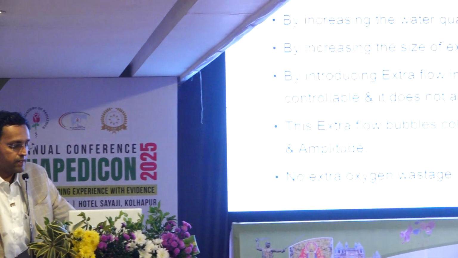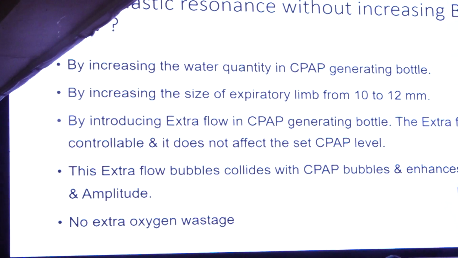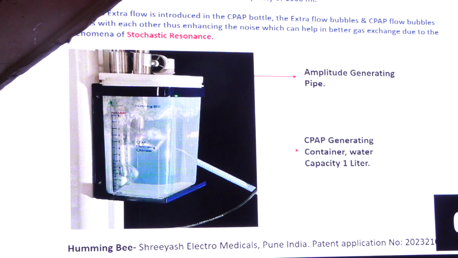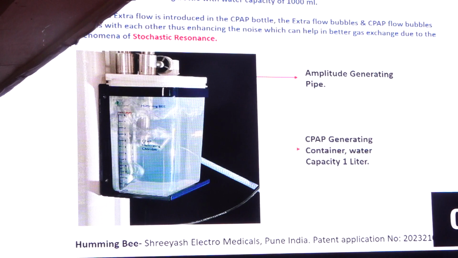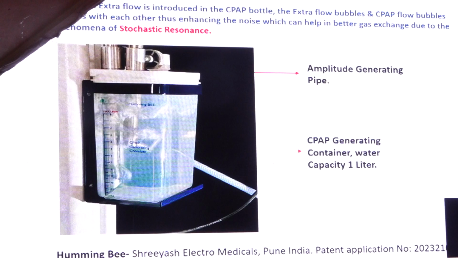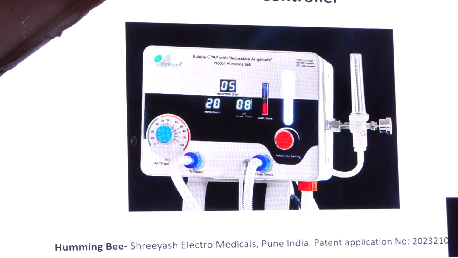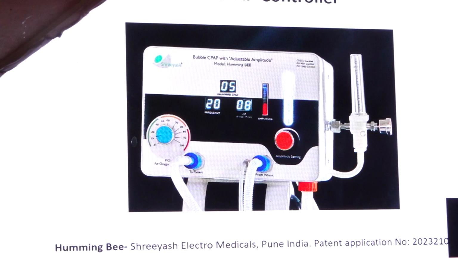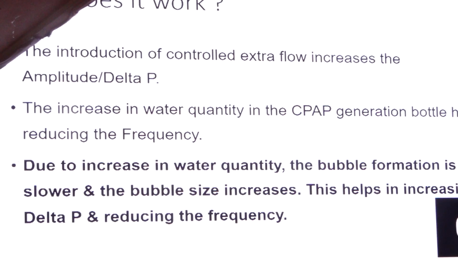The extra flow bubble collides with the CPAP bubble and enhances the noise and amplitude, and there is no extra oxygen needed. So here is the bubble CPAP generator, and here is the extra flow, and this is creating a lot of noise, which is what we want. So here we will see in the conventional bubble CPAP we get only this, but here we get a delta P, which comes in high frequency.